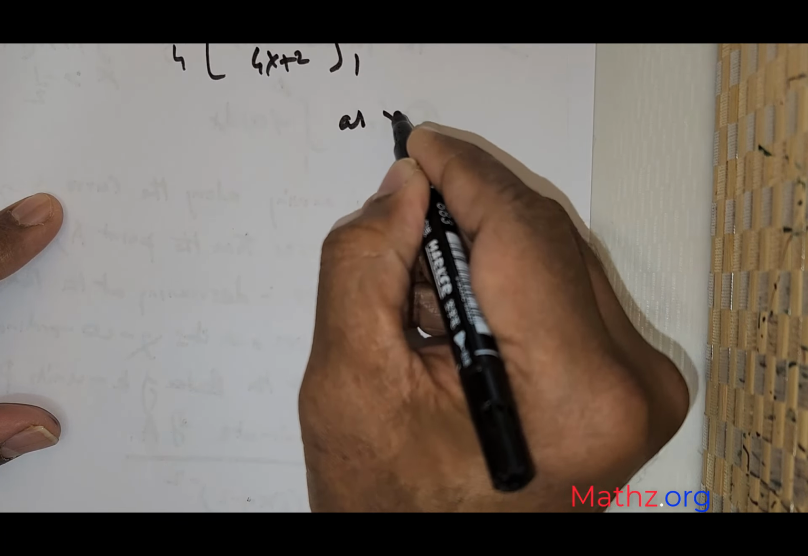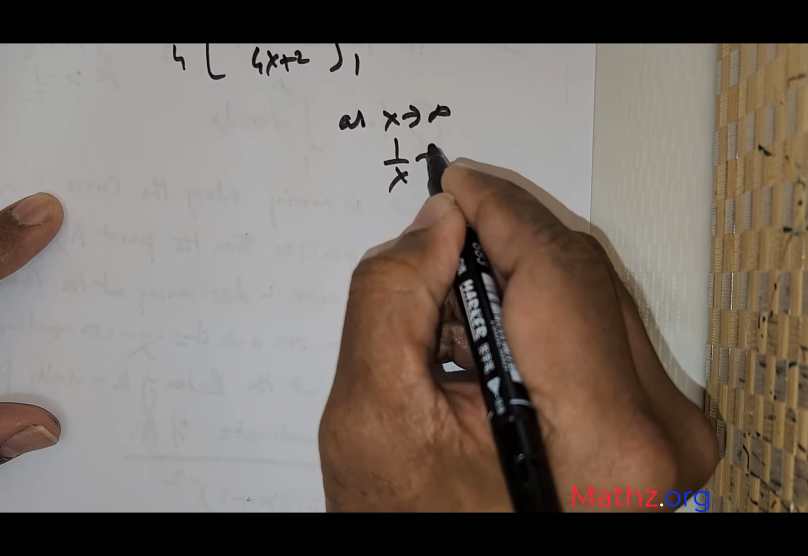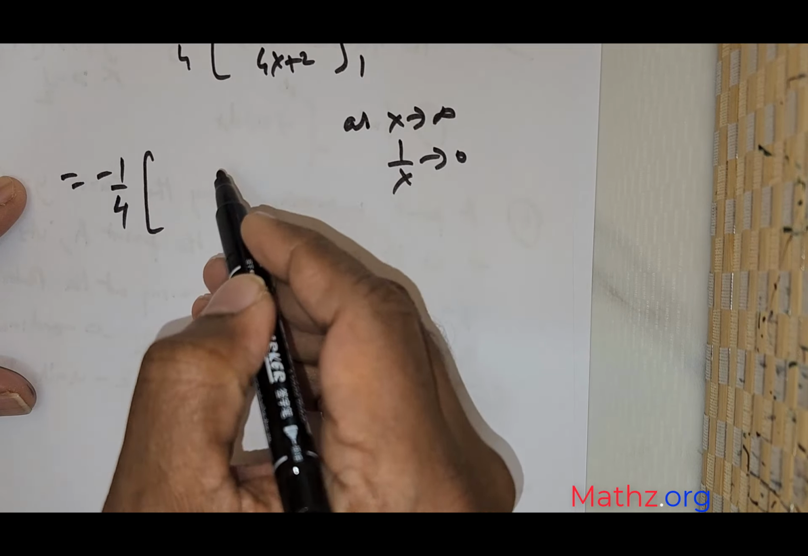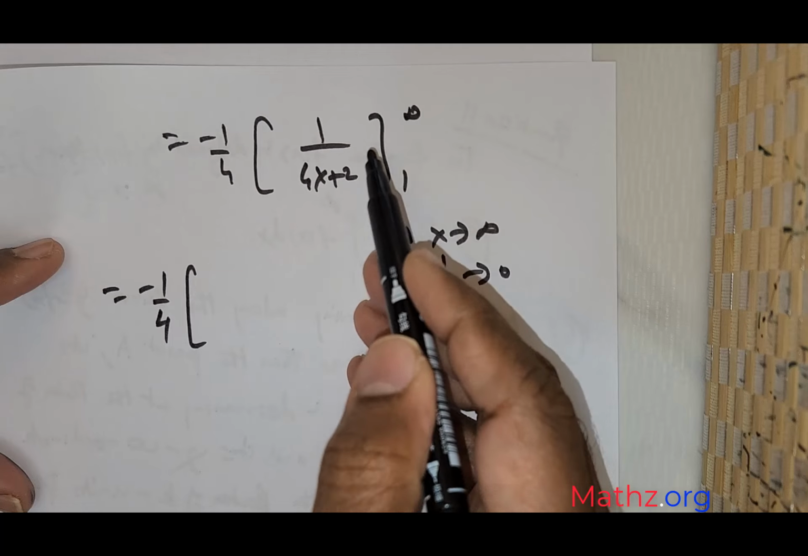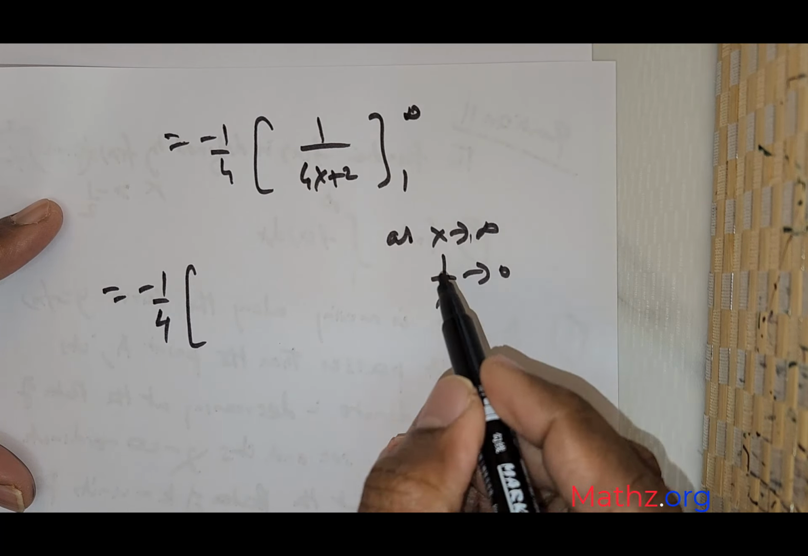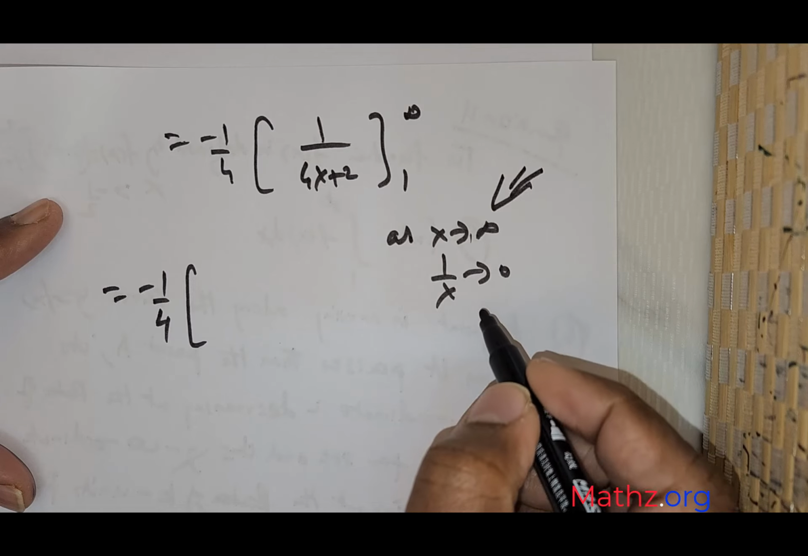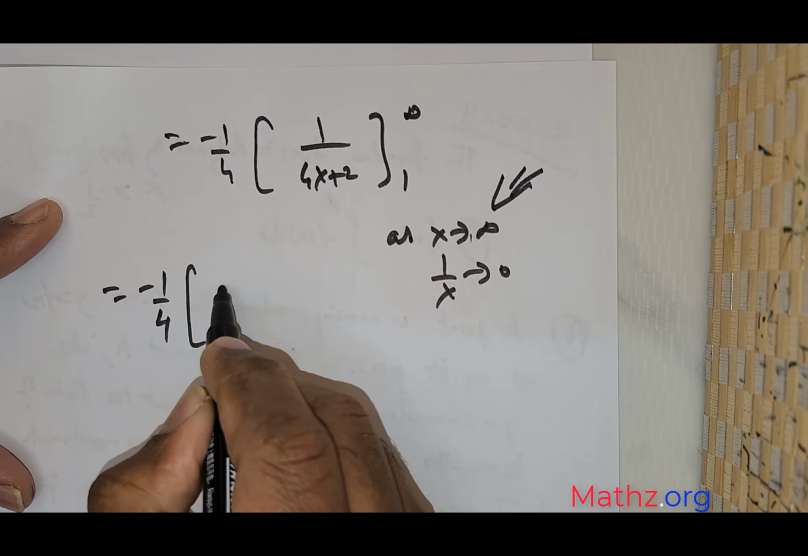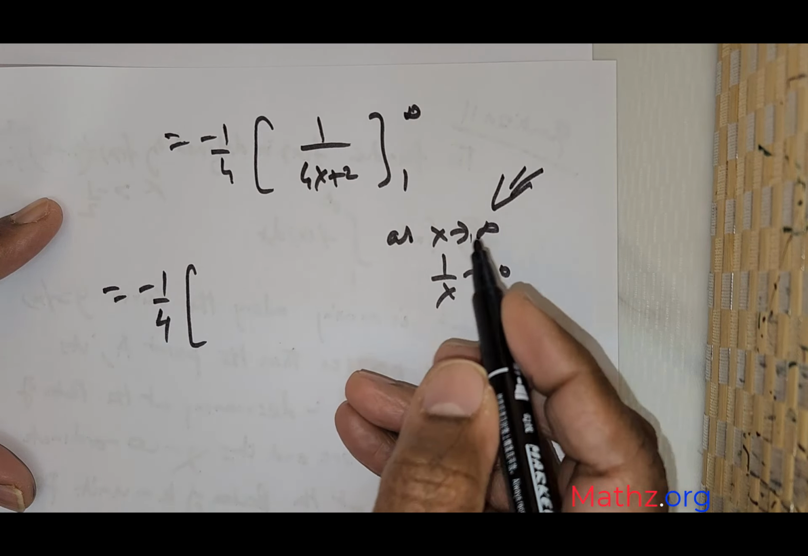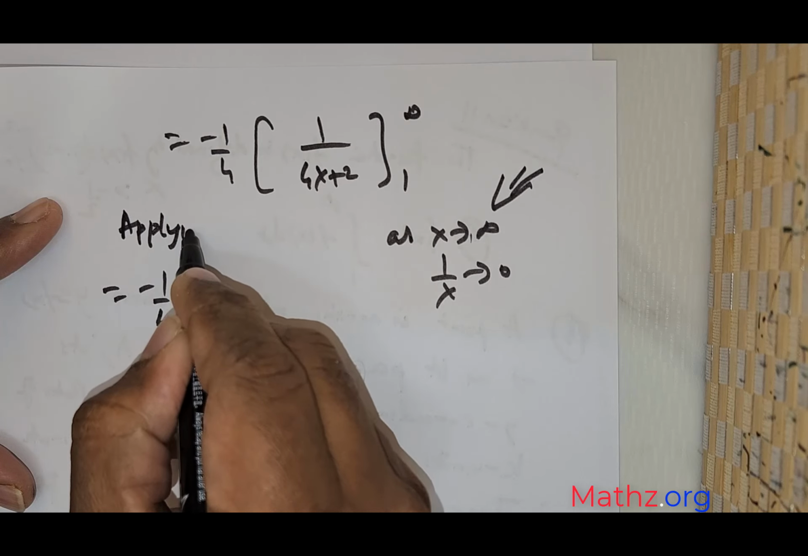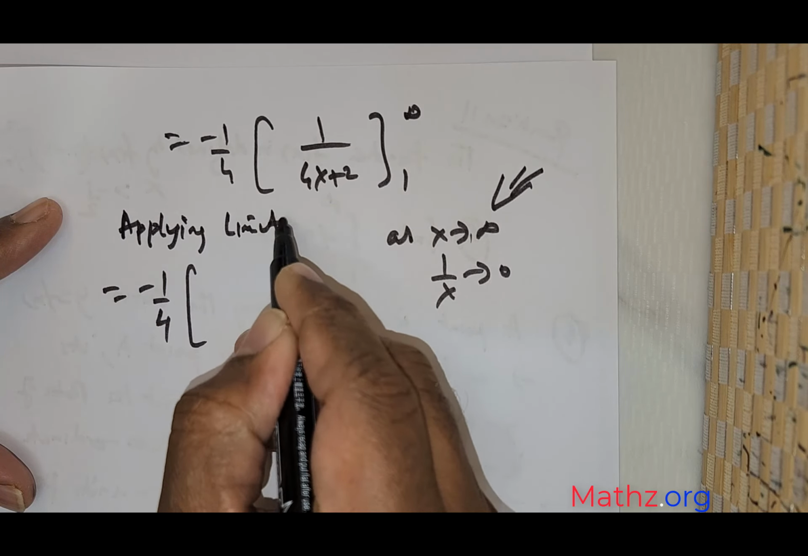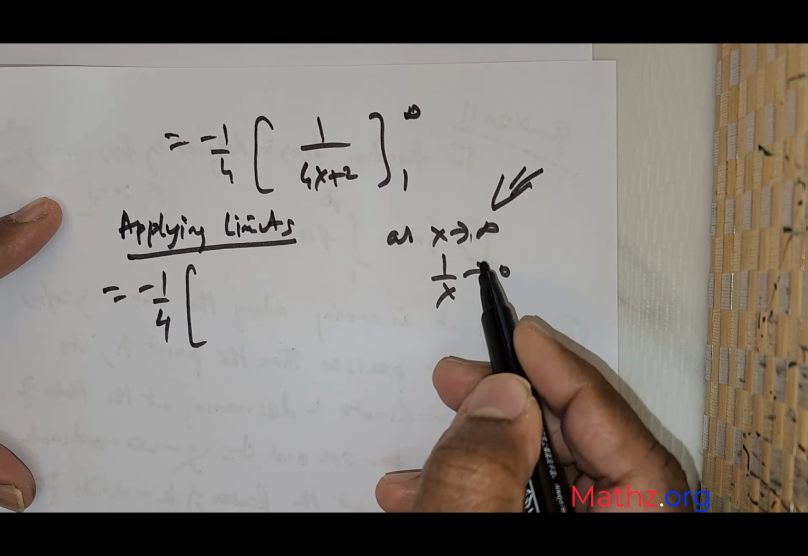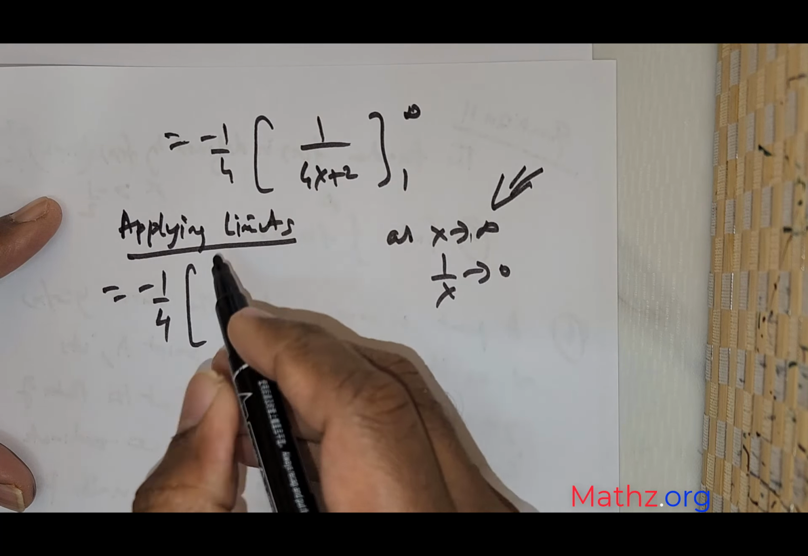Now as x tends to infinity, 1 over x will tend to 0. You apply the upper limit. This is a very important part. You need to write this. As x tends to infinity, 1 over x will tend to 0. As the upper limit is applied, you don't have to substitute infinity there. Just say applying limits. If you apply the upper limit, as x is moving towards infinity, 1 over x will tend to 0, so this entire part will become 0.